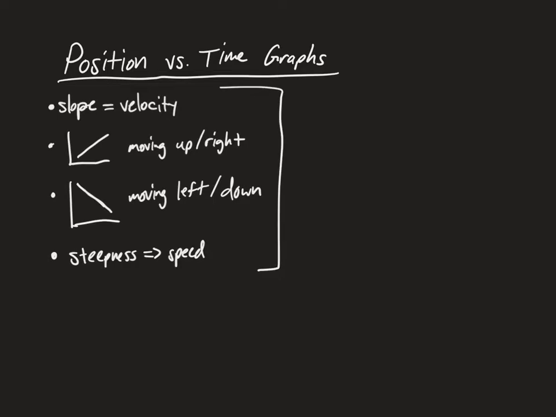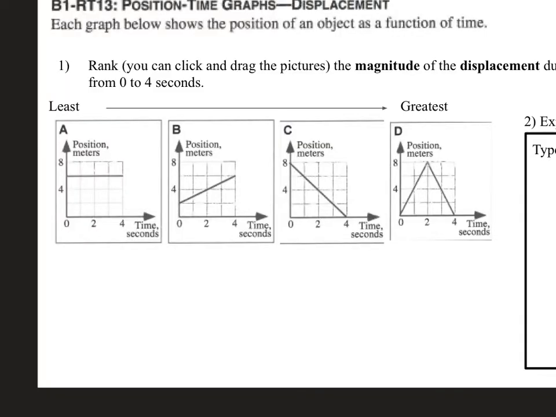So let's work on that with the ranking tasks. In this first ranking task, we're supposed to rank the magnitude of the displacement from 0 to 4 seconds. So first, let's figure out the displacement for all four of these graphs, remembering that displacement is final position minus initial position. We may not have to write that out every single time, but that's the good definition and formula to use. So look at A. It starts at 6, it ends at 6. If you start and end at the same position, your displacement is 0 meters.